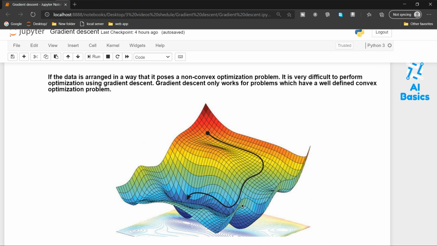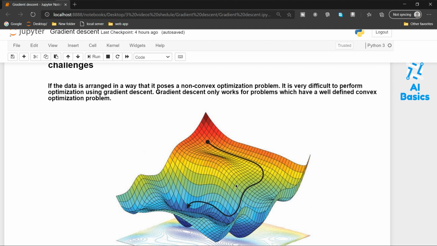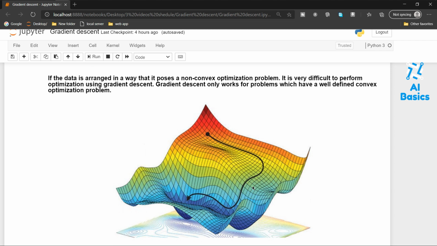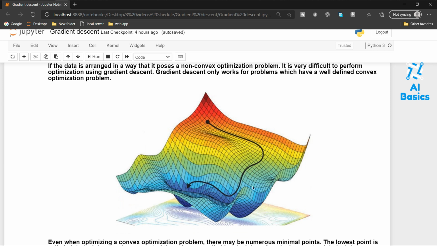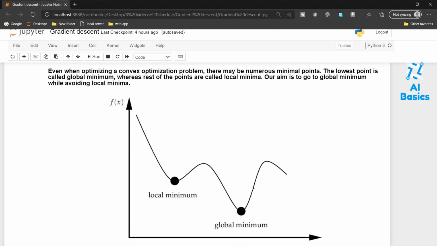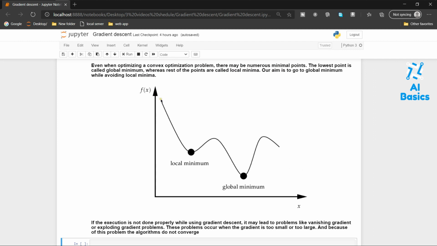Why I said this non-convex optimization problem is because sometimes our model gets stuck at the local minimum, so it can't get out from the local minimum, and we can never reach the global minimum. That's why sometimes gradient descent fails when data creates a non-convex optimization graph. See, here we can clearly see we are coming from top to bottom and we get stuck here at the local minimum. Sometimes we may overcome this problem, but sometimes not. Due to this reason, this model fails sometimes.